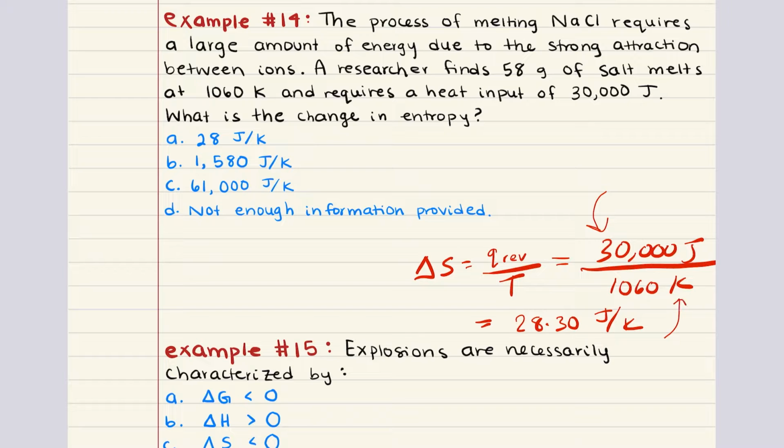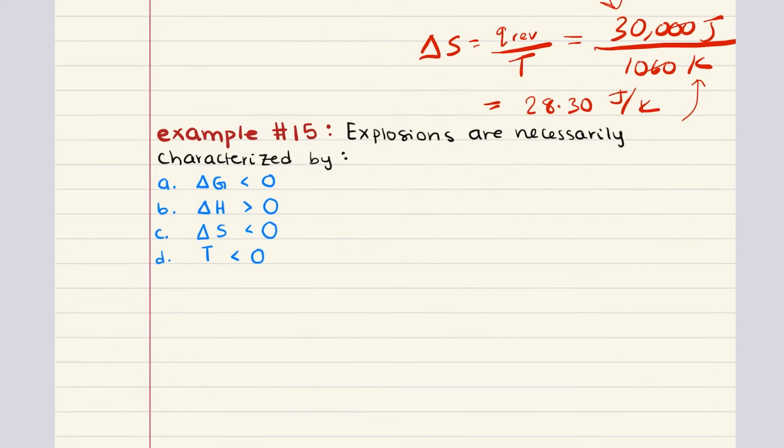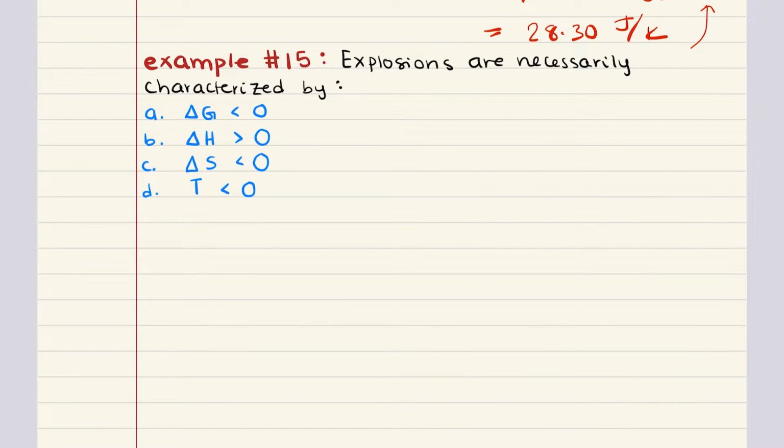Now you have to do this without a calculator, so you can keep 30,000 as 30,000, and then you can approximate the temperature to 1,000, and then 30,000 divided by 1,000 is going to be 30 joules per Kelvin. That's pretty close to 28, and if you're looking at your answer choices, 30 is pretty close to 28, so you're going to lean towards answer choice A, which is the correct answer. So 14 is A.